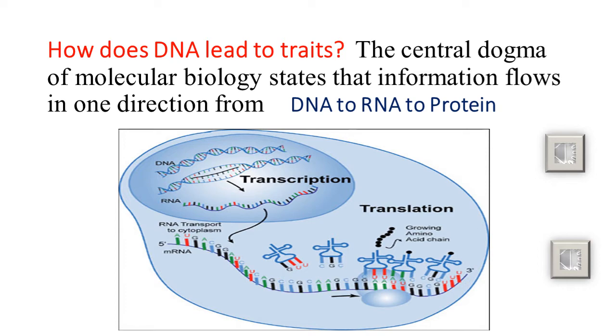The central dogma is a theory of molecular biology that states that information flows in one direction, from DNA to RNA to protein. And protein here means traits. DNA to RNA to protein. Not DNA to traits directly, but DNA to RNA to protein.